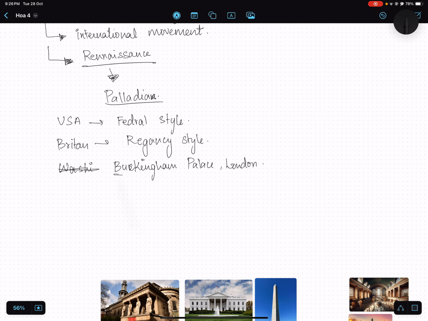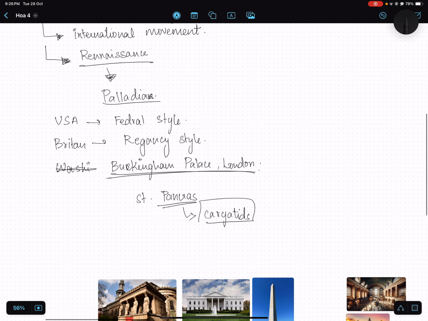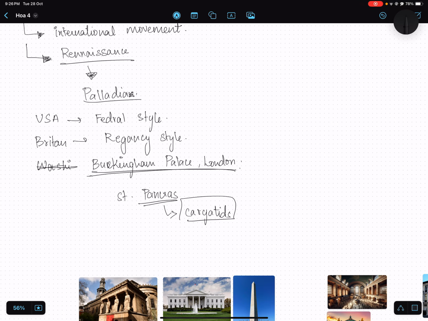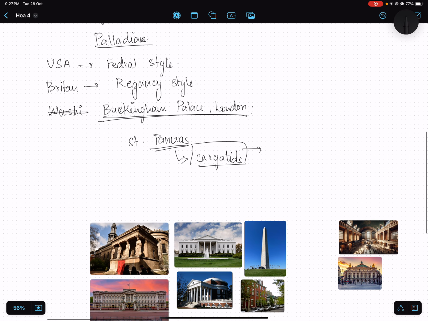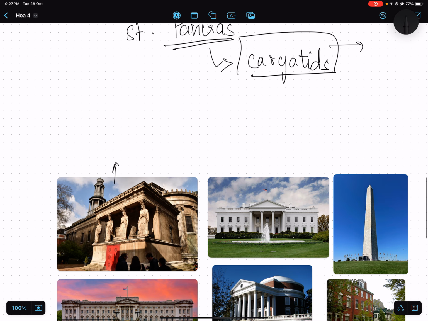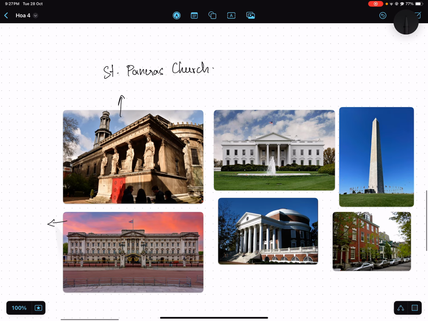And then there was a church called Saint Pancras, which featured caryatids. Now, caryatids was a feature that was present in the Erechtheion temple of the Acropolis in Greece. And these are female figurines in place of columns. So this is an example of that. This one is Saint Pancras Church, and we have our Buckingham Palace.